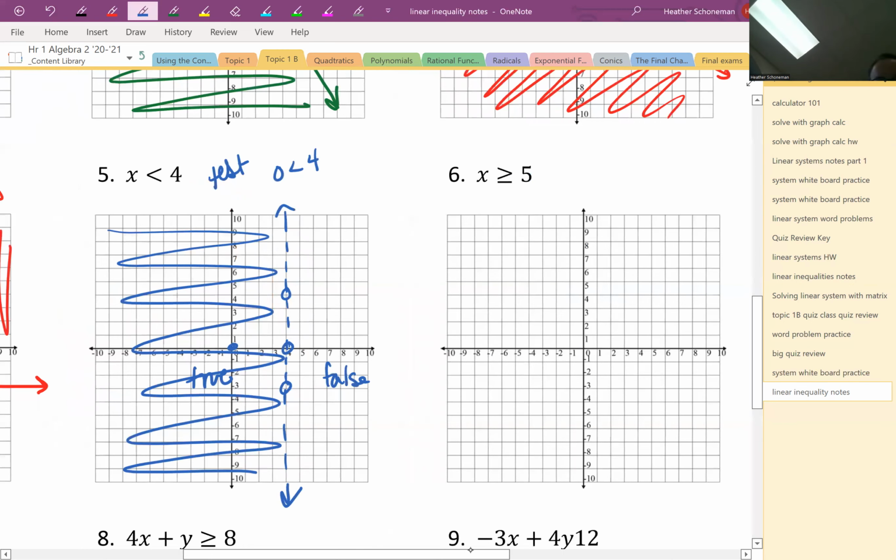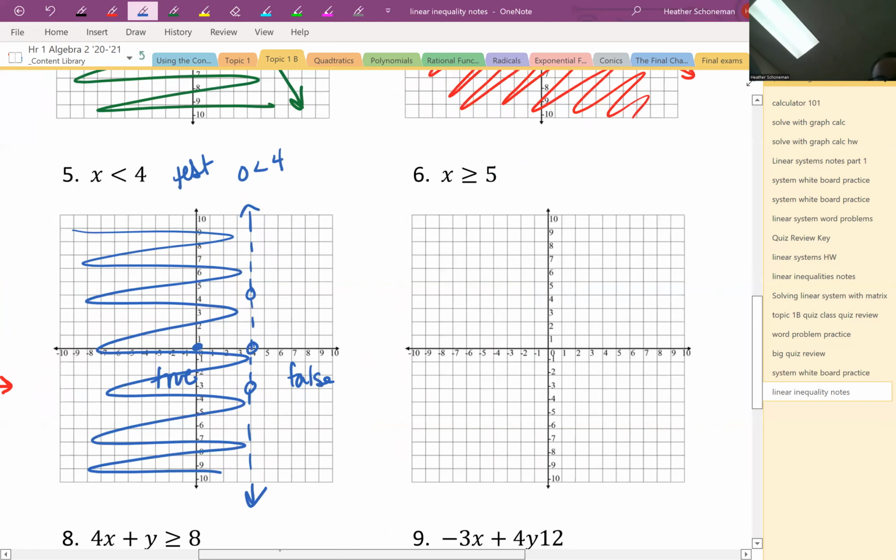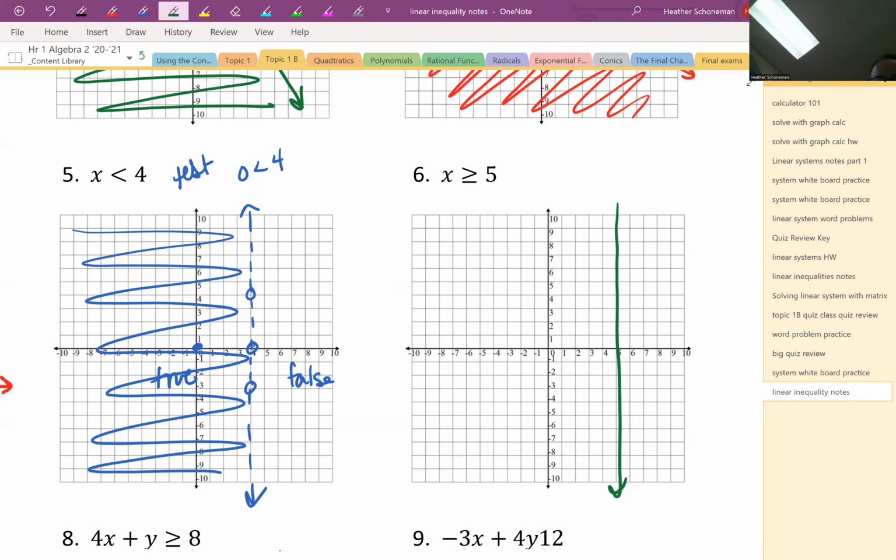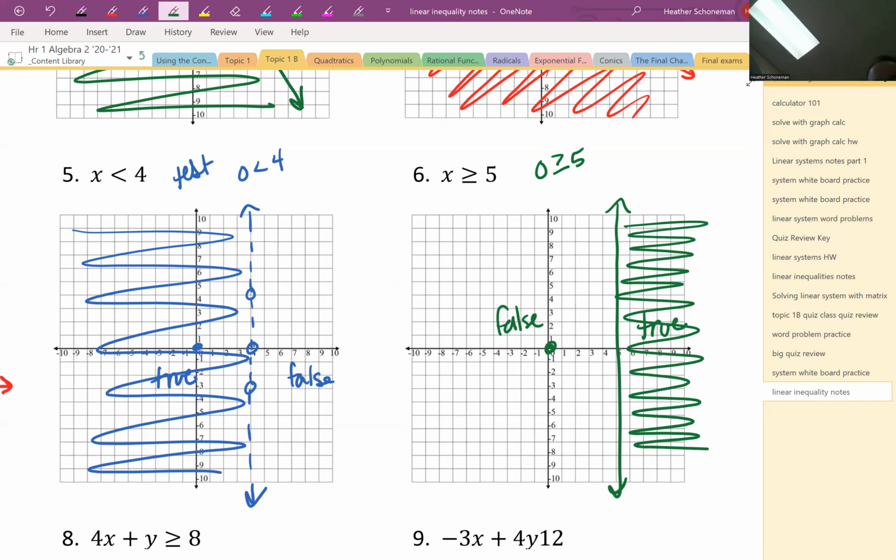Over here on number 6, once you realize it's a vertical line, I don't need you to write points. I was just doing that so that you can understand what the line looks like. So x is greater than or equal to 5. It's going to have a solid line at 5. Now when we test it, we get 0 is greater than 5. That is not true. So where this test point is, is the false side. That means the other side is true, and we only want to shade the true side of the graph.